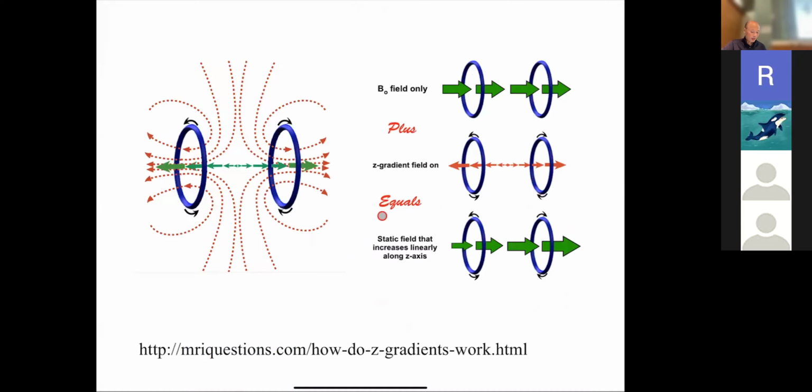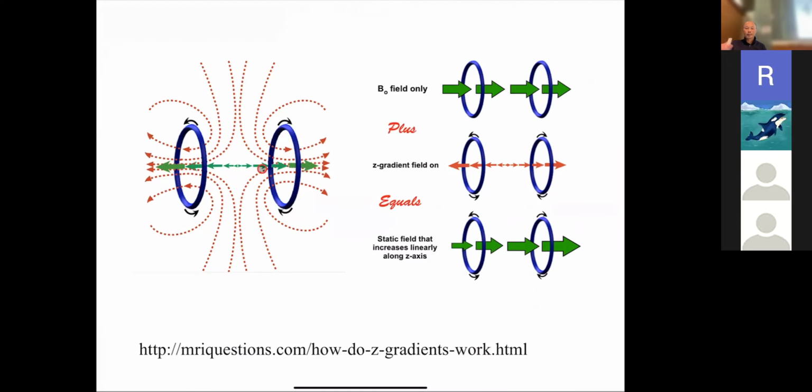So the simplest way you can create a gradient, for example, is you could have a coil with current going this way, and another coil with current going this way. So this would create a magnetic field going this way, and this would create a magnetic field going this way. By superposing the fields, the field here is going to be zero. It's going to get more positive this way and more negative this way. So that's a Z gradient.